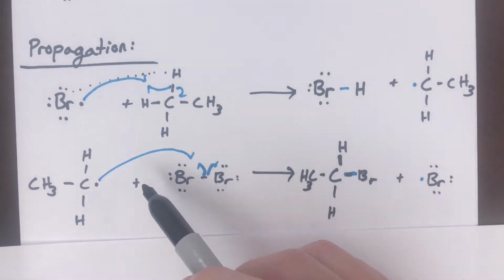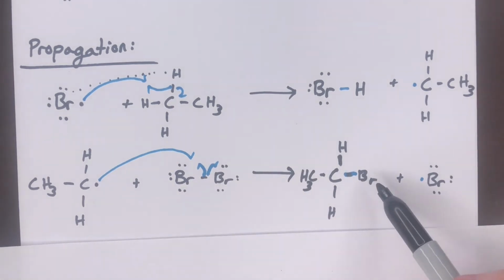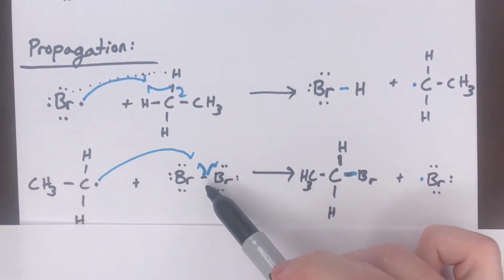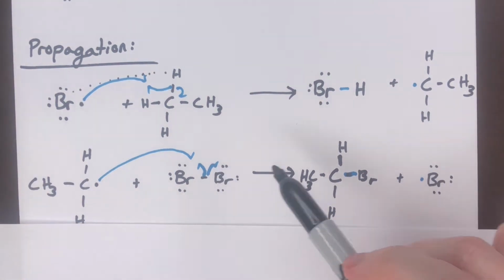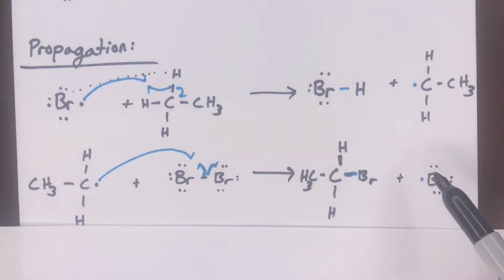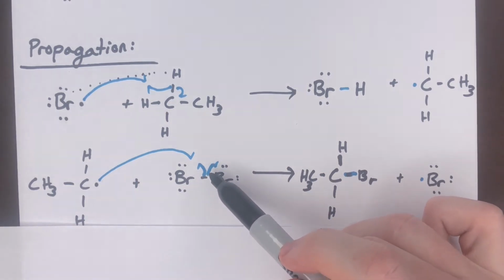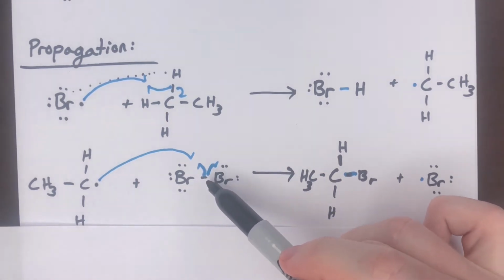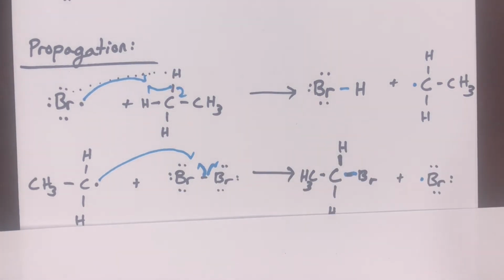So what that makes is the carbon-bromine bond, this bond here, and then you reform a bromine radical, because this unpaired electron here is from this single-headed arrow from the homolytic cleavage of the bromine-bromine bond.